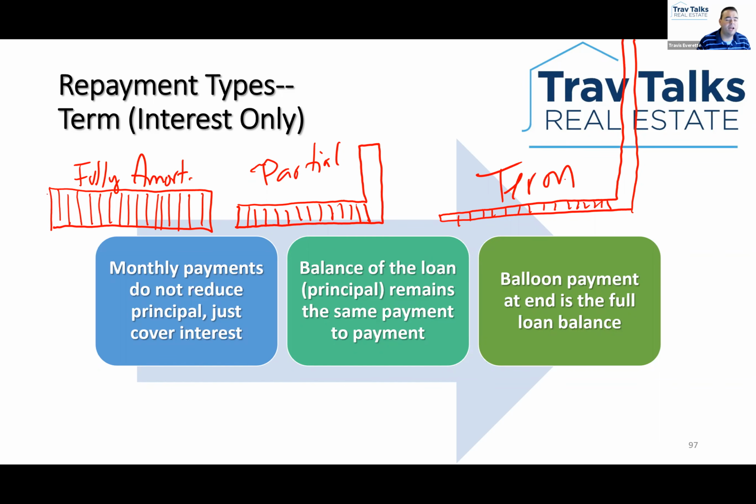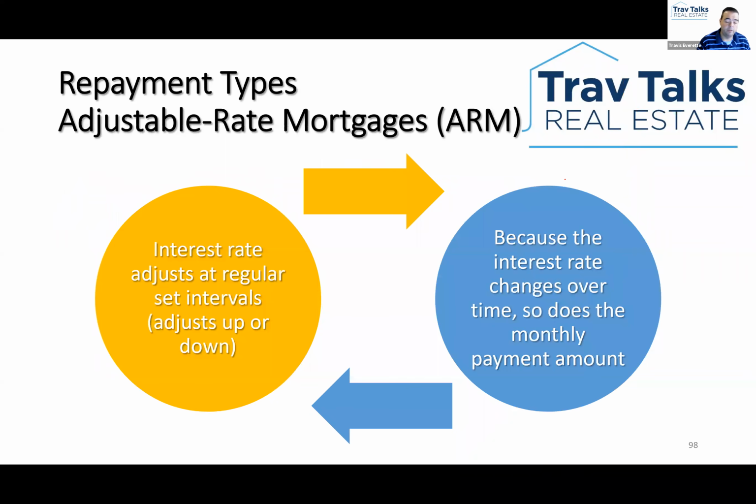Okay. Taj said, can we have a conventional loan with a term repayment plan? Yes, absolutely. In fact, every term loan would be a conventional loan, because I can't think of a single government-backed loan that is a term loan. And remember, the definition of conventional is not government-backed. So every term loan or interest-only loan would most likely be a conventional loan. Yeah, for sure.